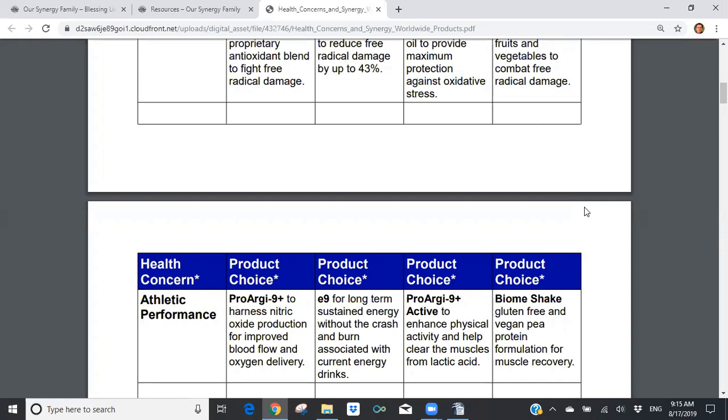Again, pea protein has 3 times more L-arginine per volume, same volume, than whey protein does. So they're going to get more L-arginine by using pea protein, and also reduce the potential for allergens coming into their system. And again, I'm a firm believer that the Biome Shake is the best of all the shake products that are out there.